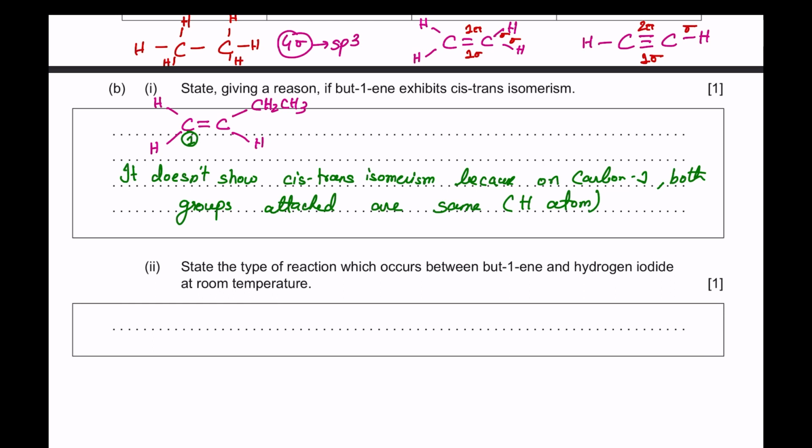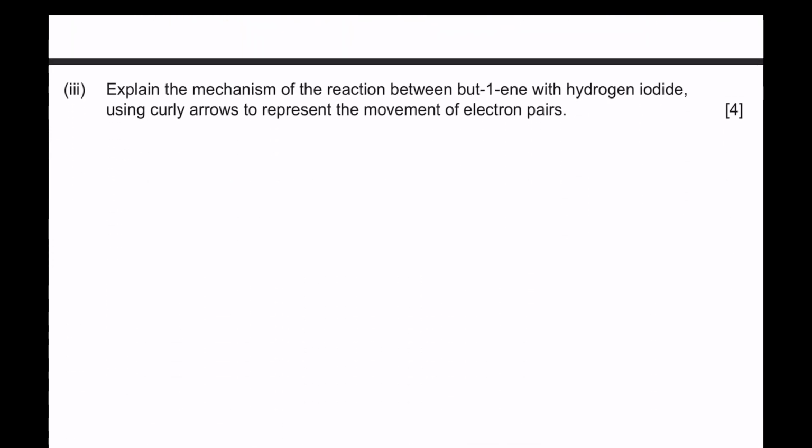What type of reaction occurs when but-1-ene and hydrogen iodide react at room temperature? Obviously, it's an addition reaction, and you can also say it's an electrophilic addition reaction. Electrophilic addition. Now we have to write the mechanism. So let's start with step 1.